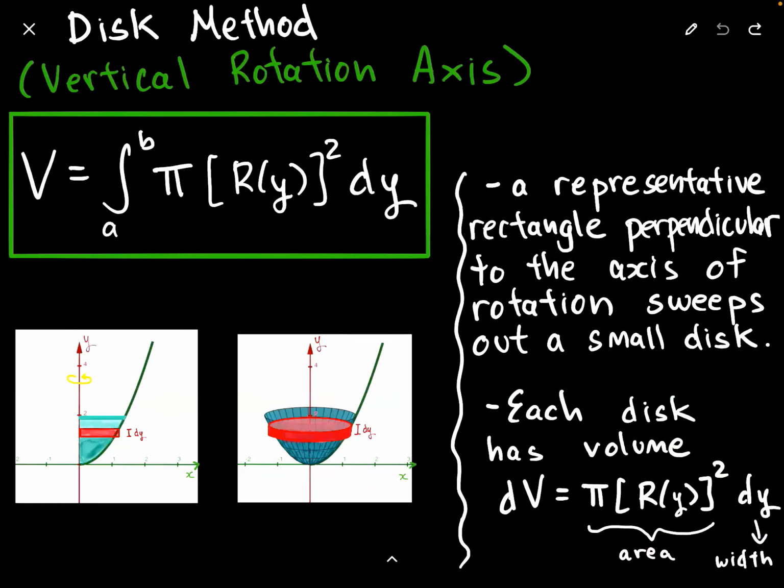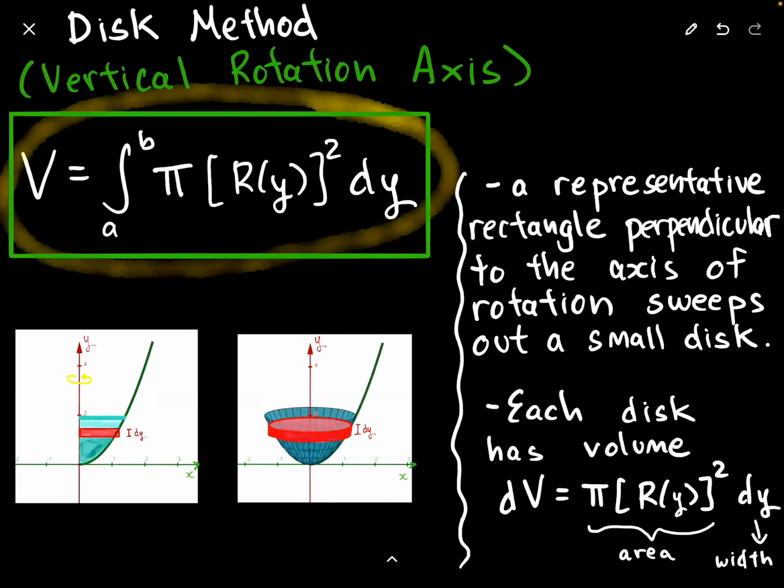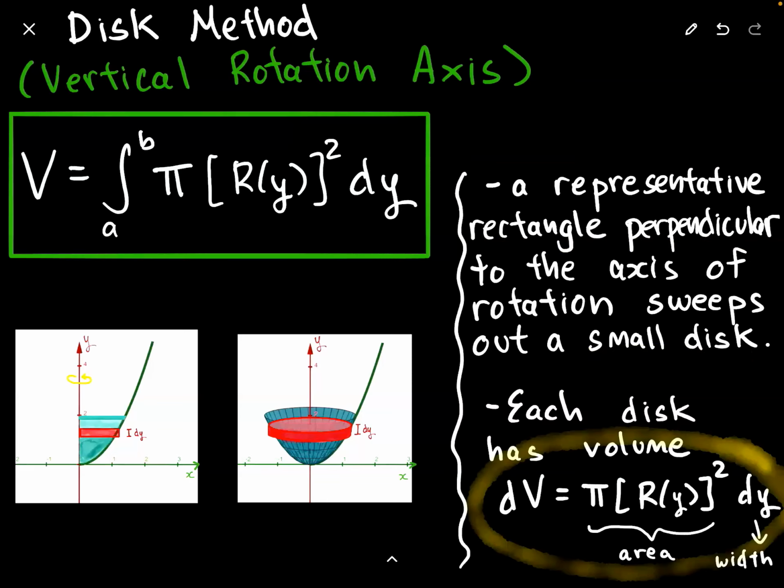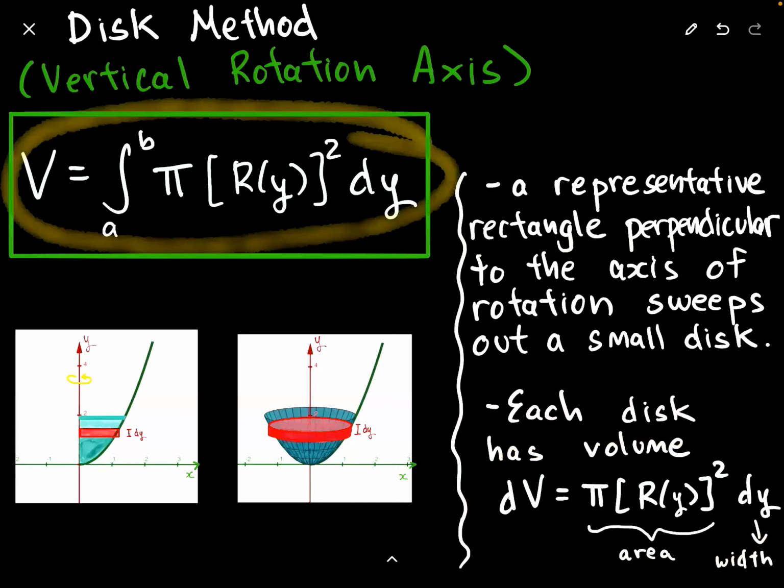If you are using the disk method with a vertical rotation axis, then your integral will be with respect to y. In the disk method, the representative rectangle is always perpendicular to the axis of rotation. So if you have a vertical rotation axis, then your rectangle is horizontal with small width dy. So the integral must be with respect to y. Again, the representative rectangle will sweep out a small disk, where the volume of each disk is given by dV, which is pi r squared dy. So the definite integral formula gives the sum of all the disk volumes.